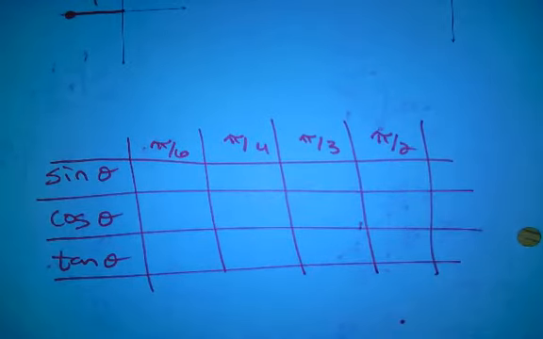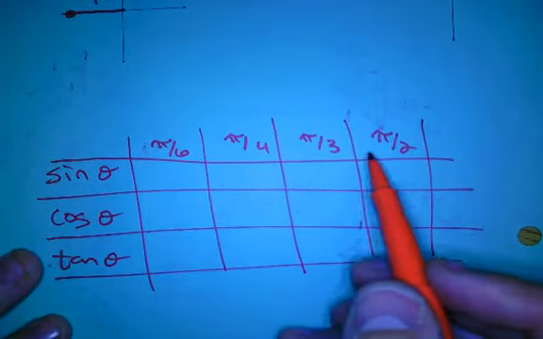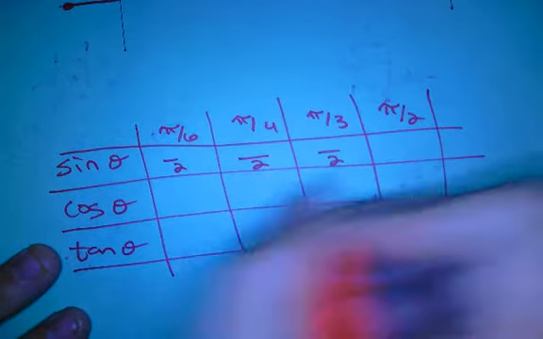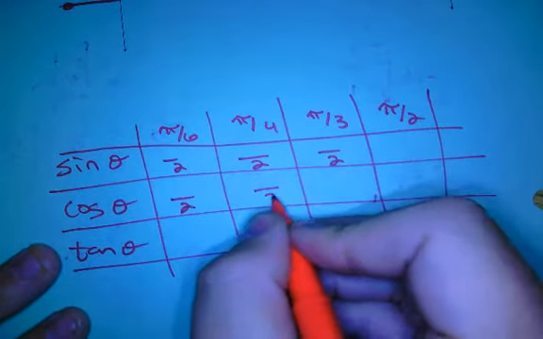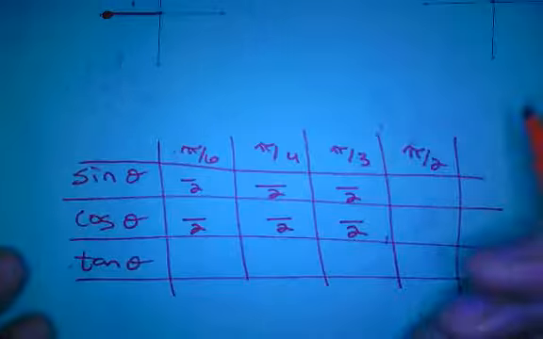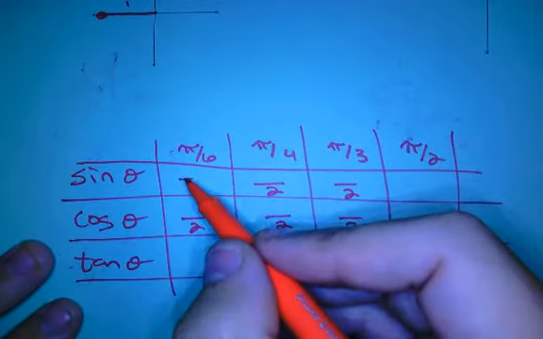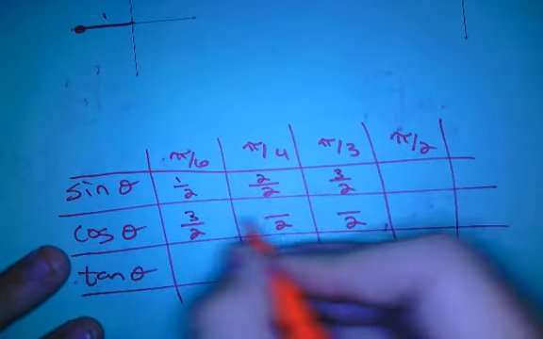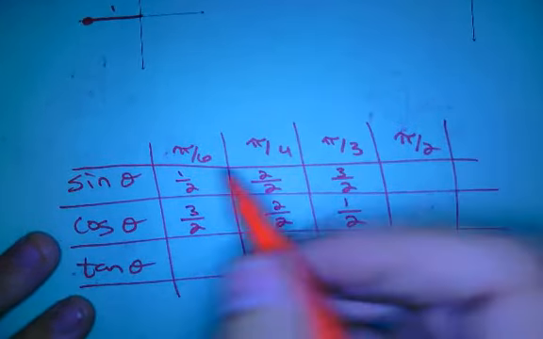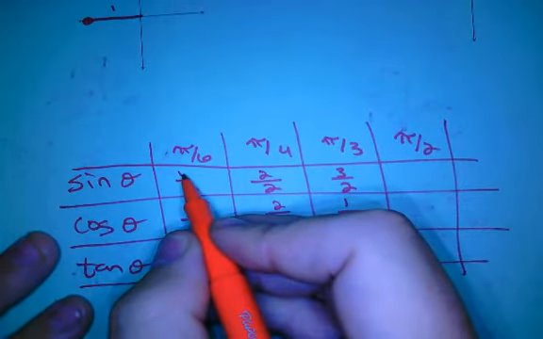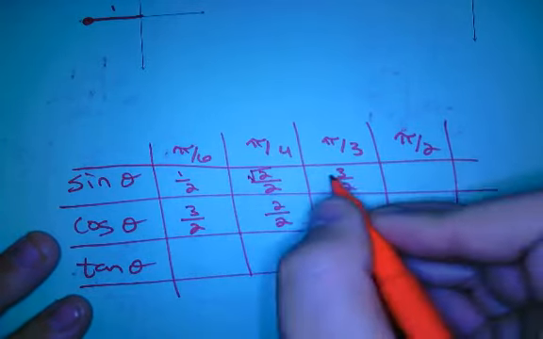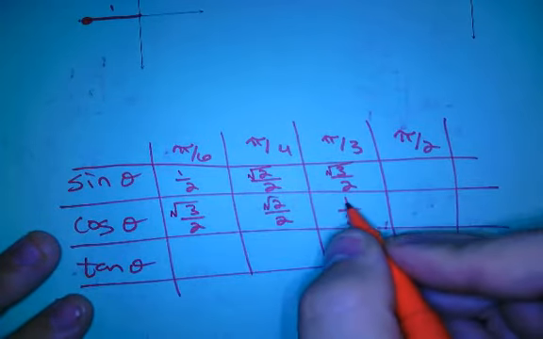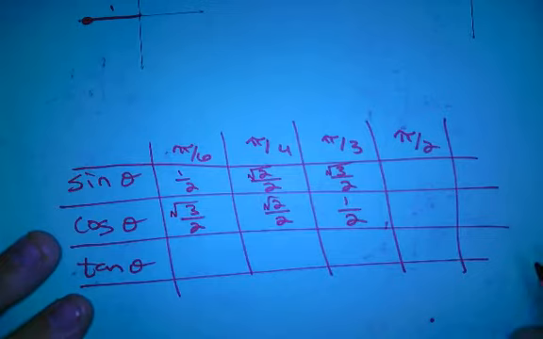Okay. So to do these, for these first three right here, these are all over 2. Sine is going to go 1, 2, 3. Cosine is going to go 3, 2, 1. The top is square root. So what's the square root of 1? Just 1, so I leave it. Square root of 2, nothing to do there. Square root of 3. Square root of 3. Square root of 2. Square root of 1 is just 1.